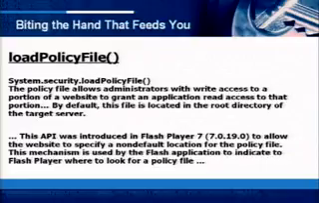So this language right here is taken straight from the security documents, and this API was introduced in Flash Player 7, 7.0.19.0 to be exact. From 7.0.19.0, you can specify the location for the cross-domain.xml file.